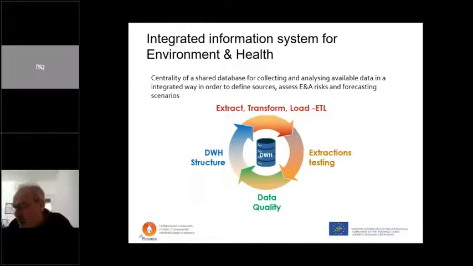And in the governance system, of course, it is central to establish a common data warehouse, that is a shared database, as we have seen, for collecting and analyzing all available data in an integrated way in order to define sources, to assess the environmental and health risks, and also to forecast scenarios. That's very important, because decisions could be taken against the scenarios that we think will happen. The characteristics and the functionality of the data warehouse, of course, have been clearly presented by the previous speaker.